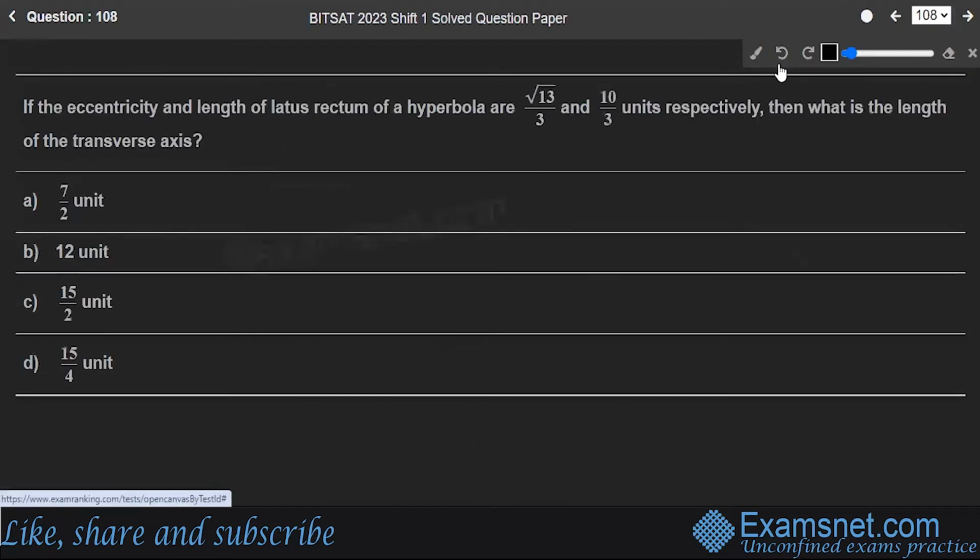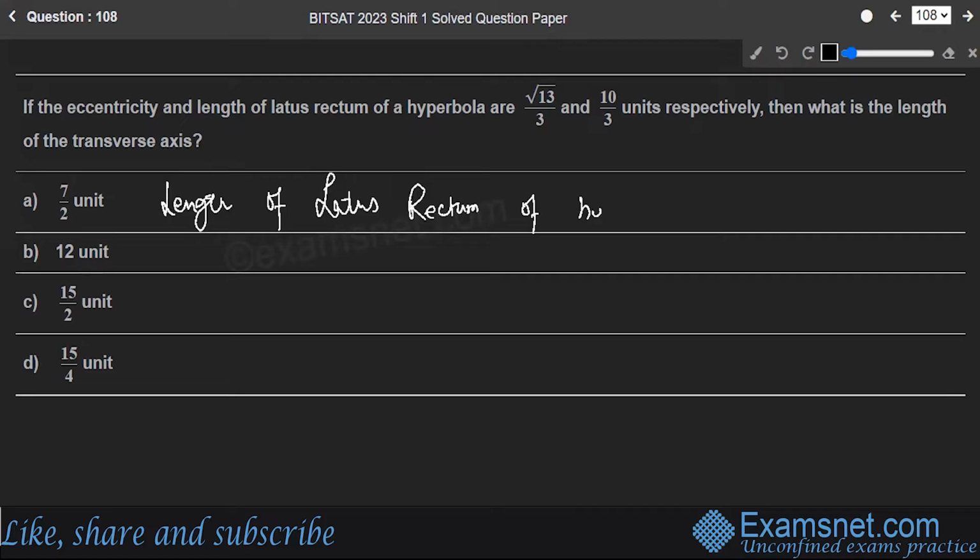Hope you got that. Next question number 108. It says if the eccentricity and the length of latus rectum of a hyperbola are this and this respectively, then what is the length of the transverse axis? Okay, so you have the length of latus rectum of the hyperbola.